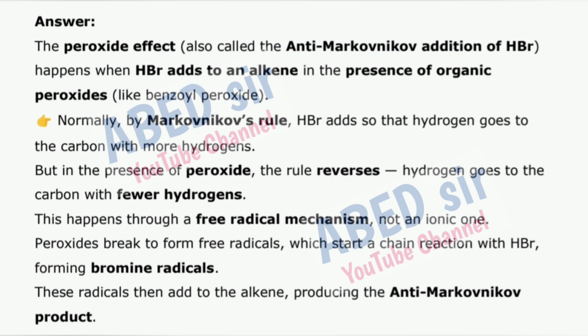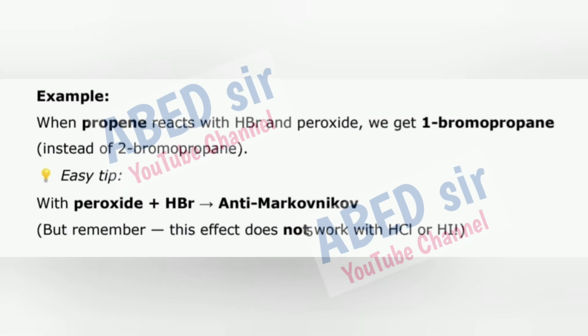This happens through a free radical mechanism, not an ionic one. Peroxides break to form free radicals, which start a chain reaction with HBr, forming bromine radicals. These radicals then add to the alkene, producing the anti-Markovnikov product. Example: when propene reacts with HBr and peroxide, we get 1-bromopropane instead of 2-bromopropane. Easy tip: peroxide plus HBr is equal to anti-Markovnikov. But remember, this effect does not work with HCl or HI.